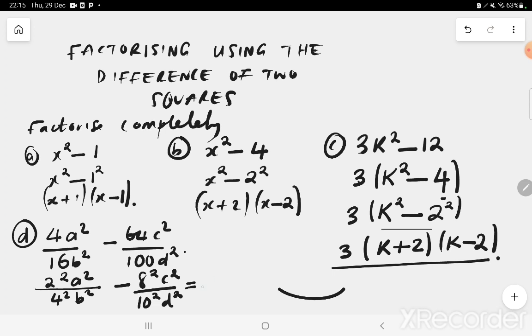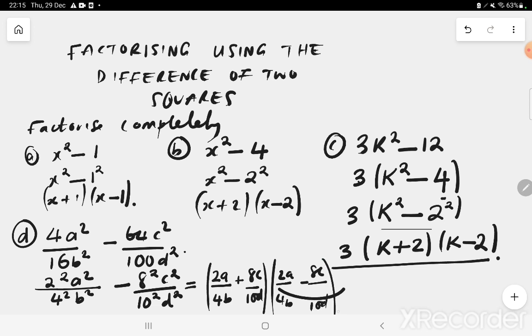So this will be equal to 2a divided by 4b plus 8c divided by 10d, close, open, 2a over 4b minus 8c over 10d. It is done. So that is how we can solve such an expression.